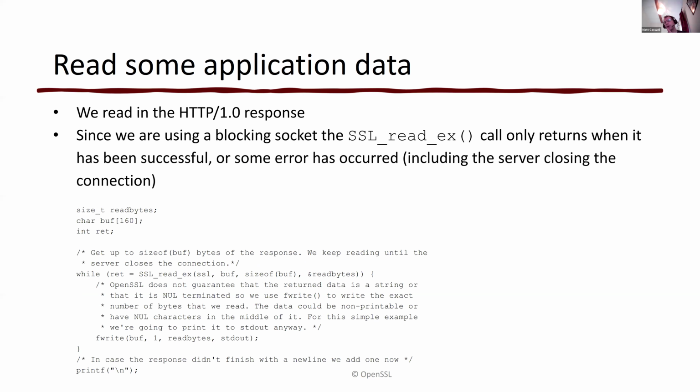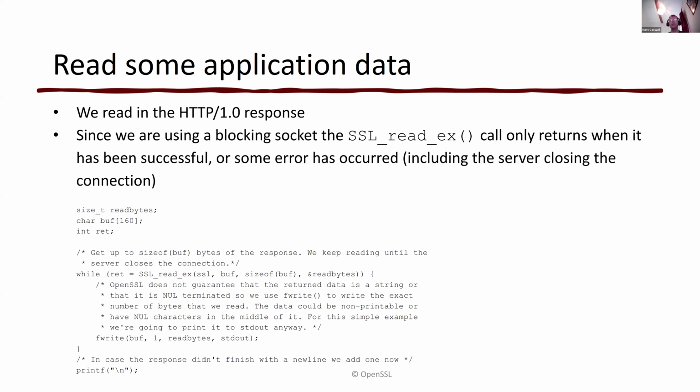Okay, so we've written our request. So HTTP 1.0, it's going to send us back a response. And we can read that data by calling SSL_read_ex. Again, it's a blocking socket, so that function will wait until it's got data to return. It will only come back once it's got data or some error has occurred.